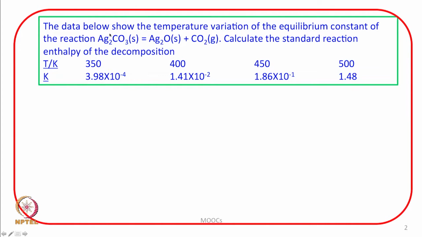The data below show the temperature variation of the equilibrium constant of the reaction silver carbonate solid forming silver oxide plus carbon dioxide. Calculate the standard reaction enthalpy of the decomposition. Temperature in Kelvin is given and the value of equilibrium constant at these temperatures is also given.